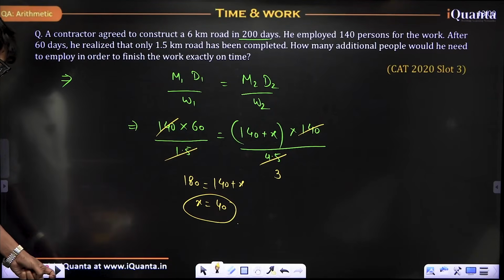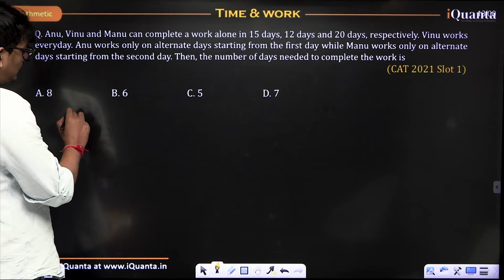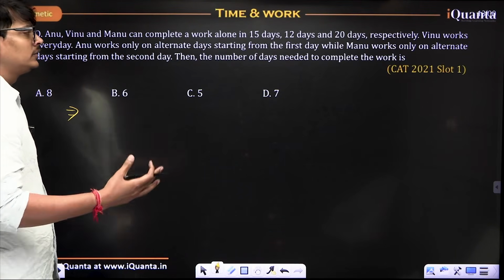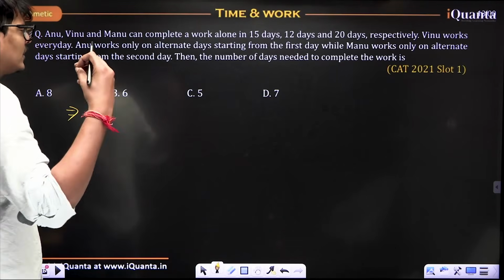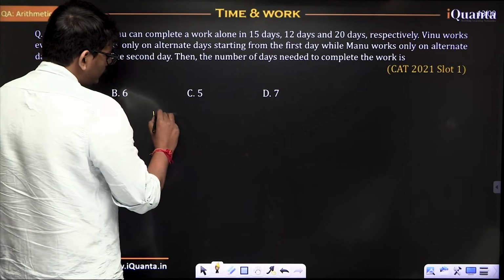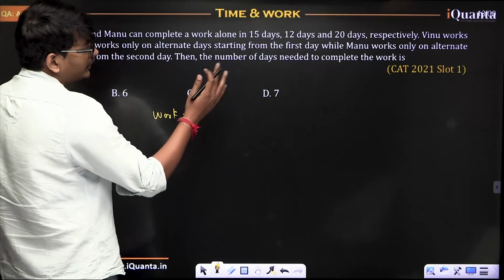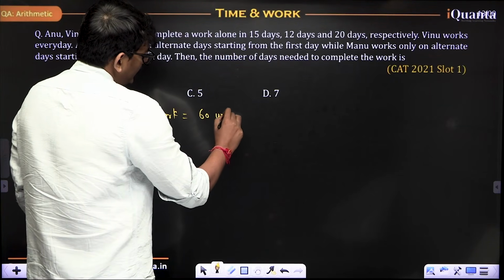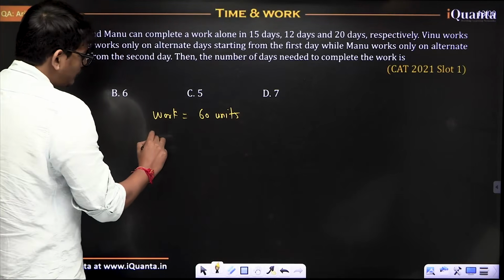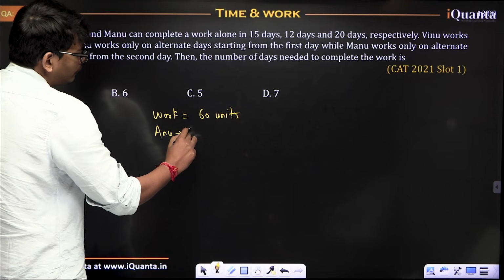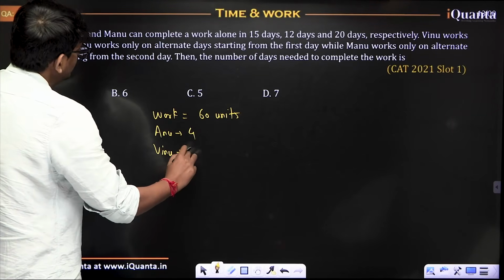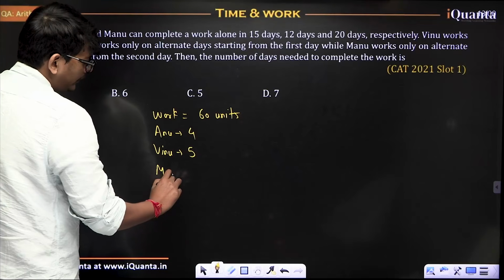Let's move on. Anu, Vinu, Manu can complete a work alone in 15, 12 and 20. So the first thing which comes in my mind, total work. So total work is LCM of these. So 60 units. I can clearly see that. Efficiency of Anu will be 4, Vinu 5, Manu 3.